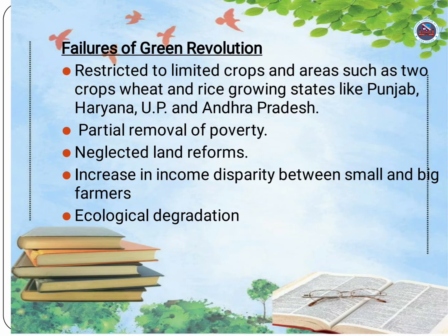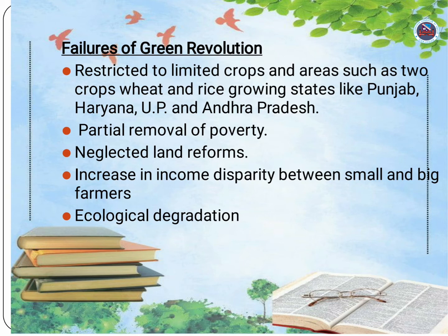Students, we shall be learning some of the failures of the Green Revolution here. The Green Revolution was started in the mid 1960s, and the first phase of the Green Revolution was restricted to limited crops and limited areas. These crops were focused mostly on two crops, mainly wheat and rice, and the areas where the Green Revolution focused more were only the affluent states like Punjab, Haryana, Uttar Pradesh, and Andhra Pradesh. So that is the first failure.